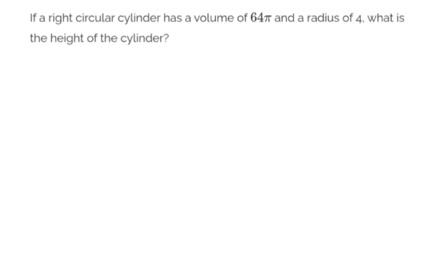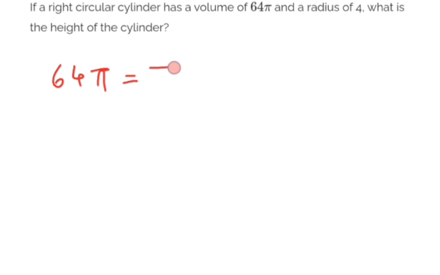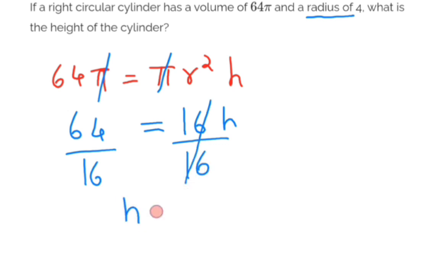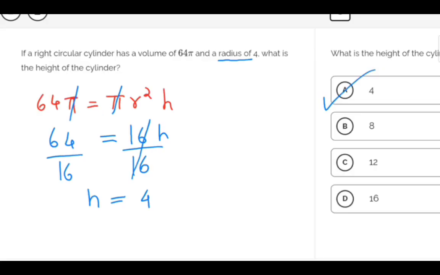As we know, the volume is given as 64 pi and the volume formula of the cylinder is pi r square h. The pi's can get cancelled, and we know the value of r is 4, so r square will be 16, so 16h equals 64. In order to find the value of height, we divide both sides by 16. So this gets cancelled and the value of h comes out to be just 4. So option A is our answer.